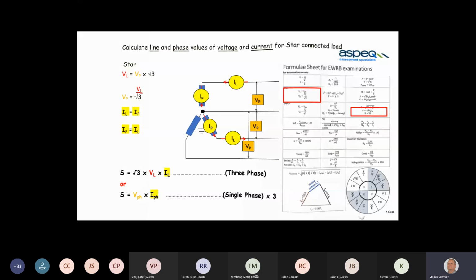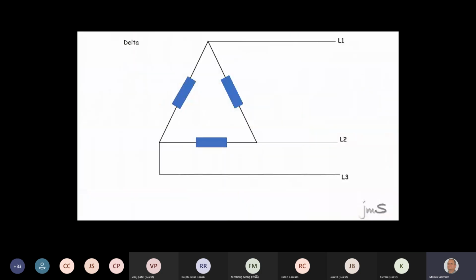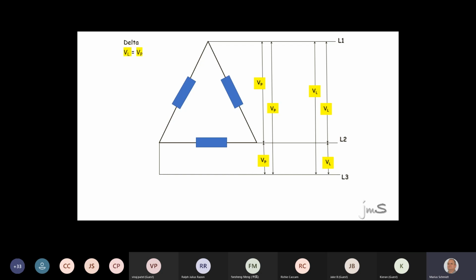Current. What is the same in a delta connection? Voltage. Right, let's have a look. V line, across the coil, V phase. V line equals V phase. I phase equals I line. Try again. V phase equals V line, and V line equals V phase. You happy with that? Voltage stays the same. Do you all agree with me?